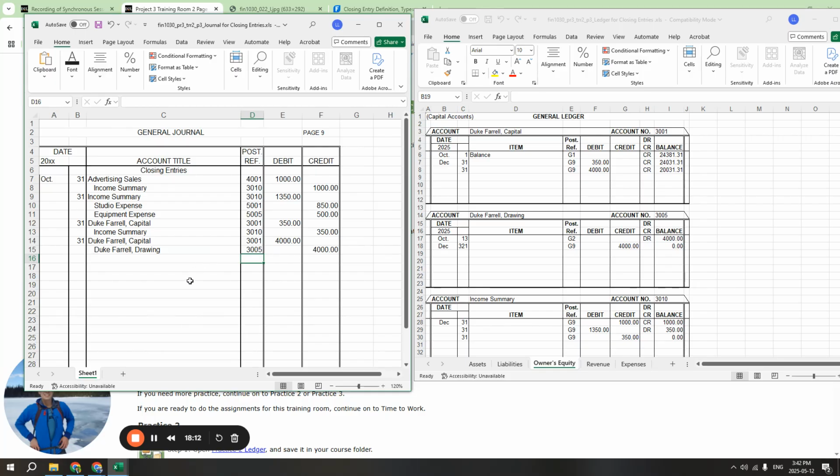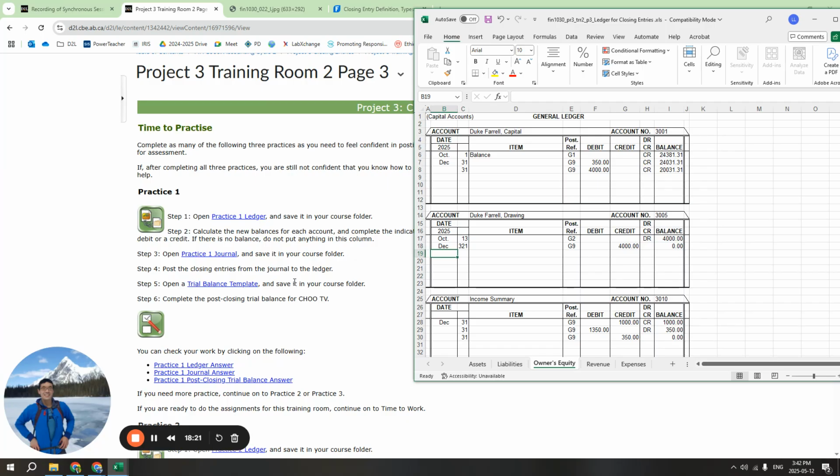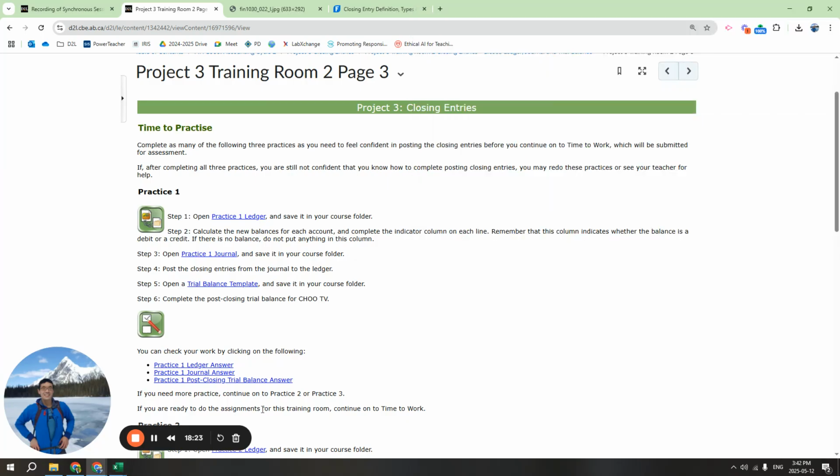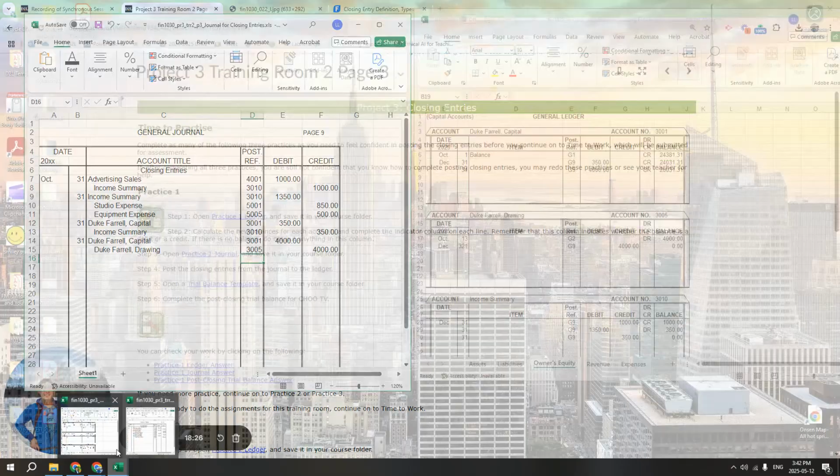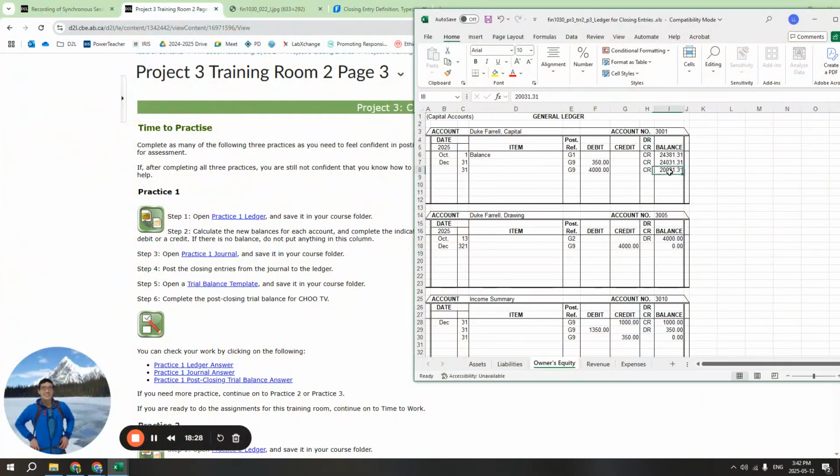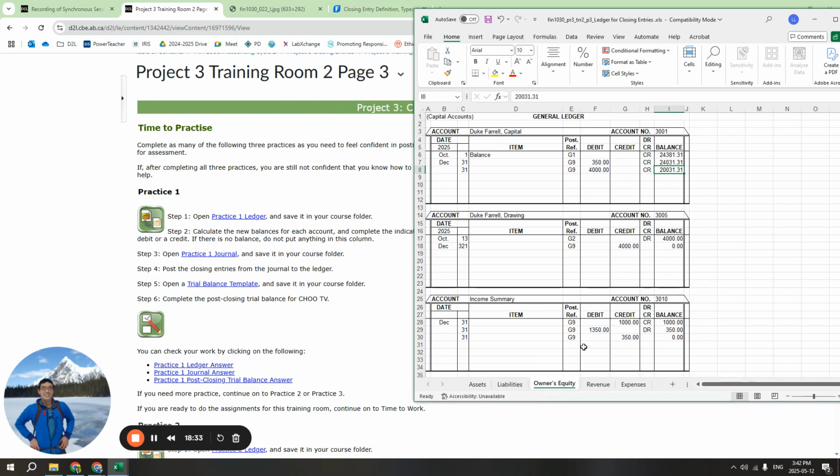Okay, so that's posting the closing entries, and we have our ledger. The last thing that you need to do, but I'm not going to do it with you, is to do a trial balance, right? Remember, a trial balance is when you take the final balance of all the accounts and put it onto one sheet, add up all the debits, add up all the credits, and hopefully the sum of the debits adds up to the sum of the credits, okay? So if you have any questions, please send me a private discussion message.